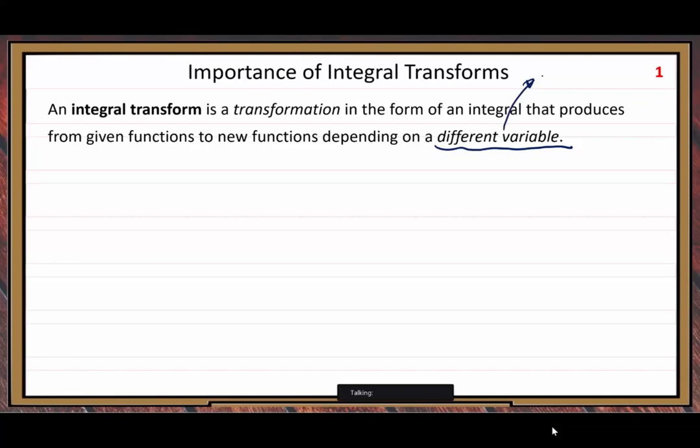variable in a different domain. That's important. So it's not a variable in the same domain, because you may have a different variable but in the same domain. The most important part here is that we go to a different domain.